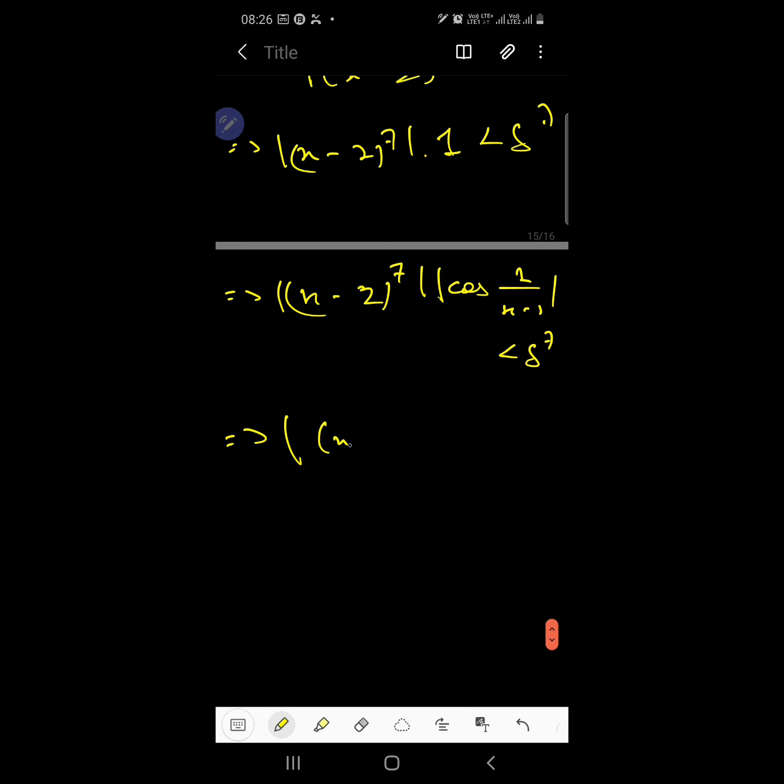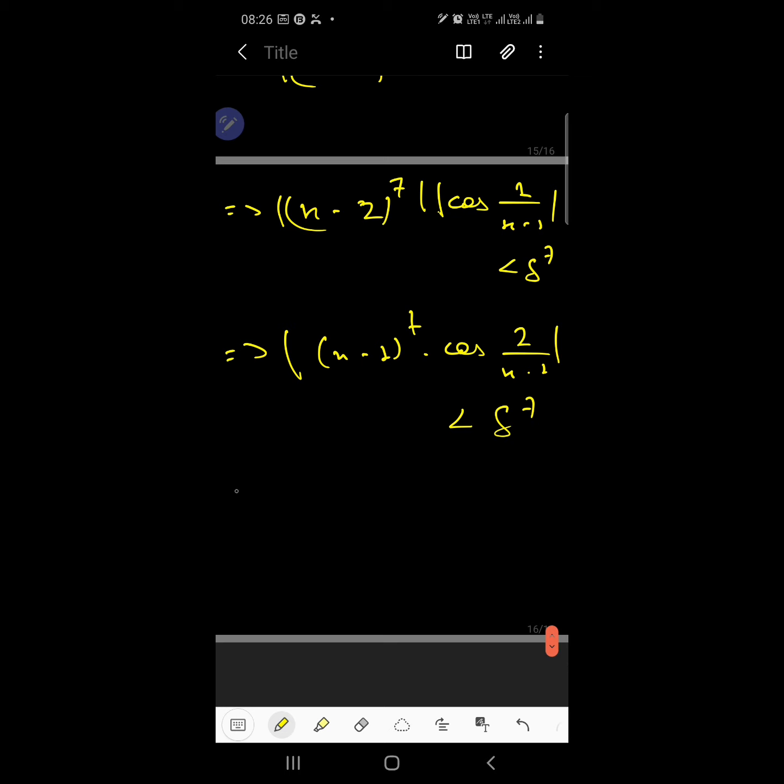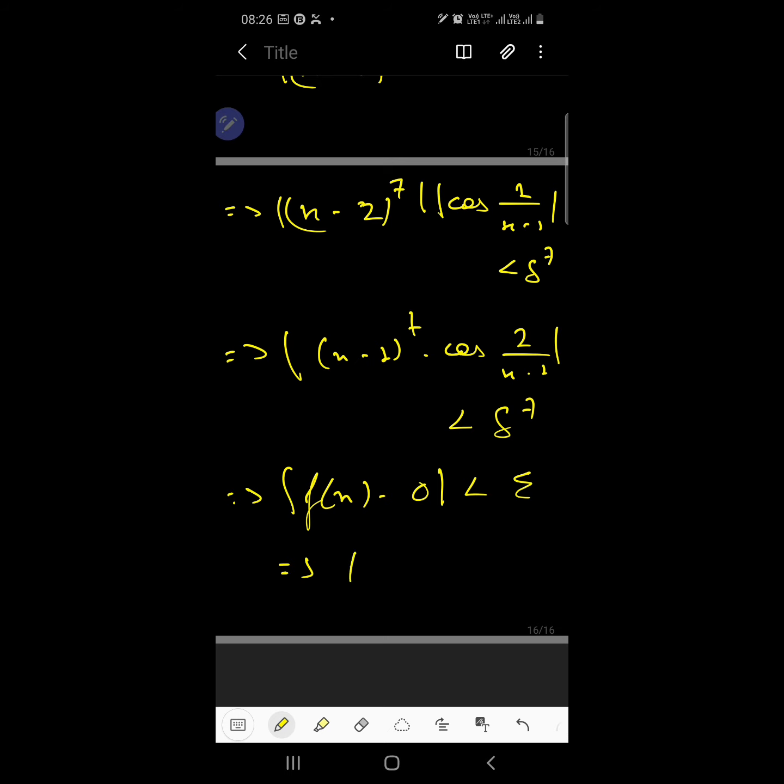That implies |x − 2|^7 times cos(2/(x − 2)) is less than δ^7. That implies |f(x) − 0| < δ^7, and if replaced with (ε^(1/7))^7, that is less than ε. That implies, let me write it, limit x tends to 2 of (x − 2)^7 times cos(2/(x − 2)) is equal to 0. That is your required limit.